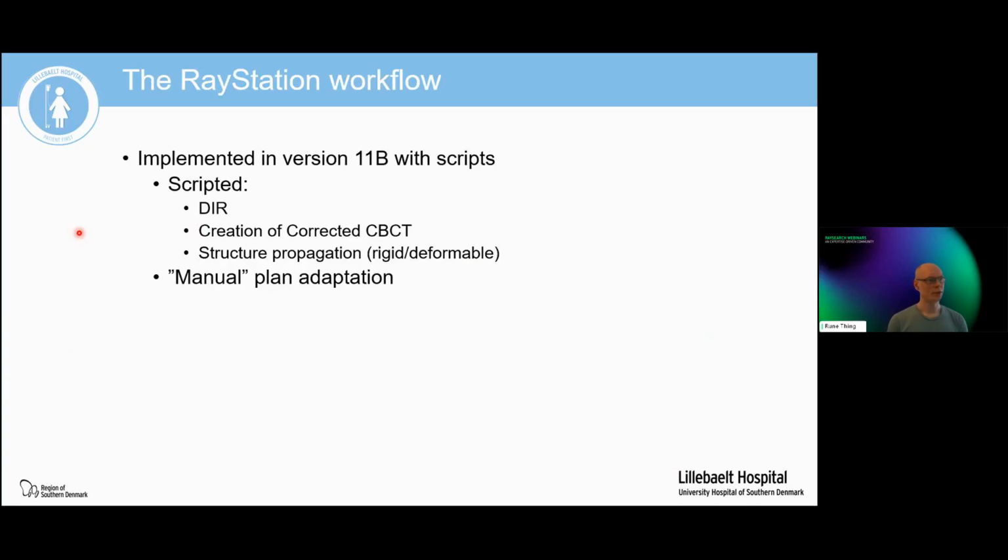The workflow in RayStation was implemented in version 11B, where there was no automated replanning module available. So we used scripting to generate deformable image registrations and corrected cone beam CT, and to do structure propagation that could be chosen to be either rigid or deformable. And then the plan adaptation was performed sort of manually with the functions that were available in RayStation at the time. We have not commissioned deep learning segmentation in our hospital yet, so everything is done by either rigid or deformable registration.